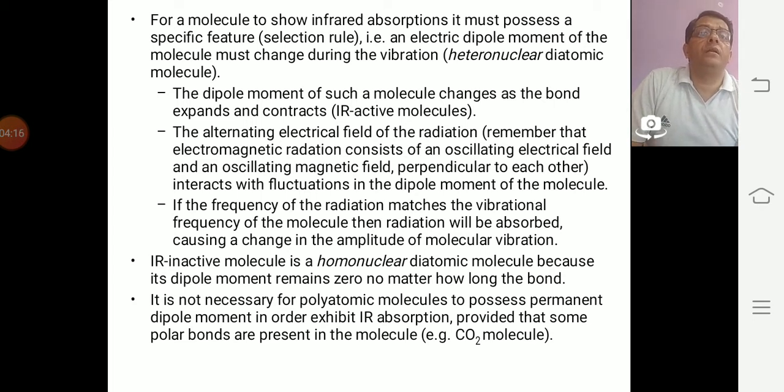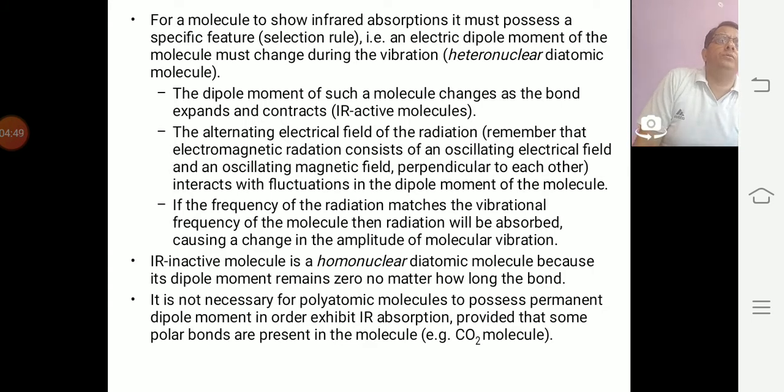Remember that electromagnetic radiation consists of an oscillating electric field and an oscillating magnetic field perpendicular to each other. In the alternating electric field of the radiation, it interacts with fluctuations in the dipole moment of the molecule. And if the frequency of the radiation matches the vibrational frequency of the molecule, then radiation will be absorbed, causing a change in the amplitude of molecular vibration.